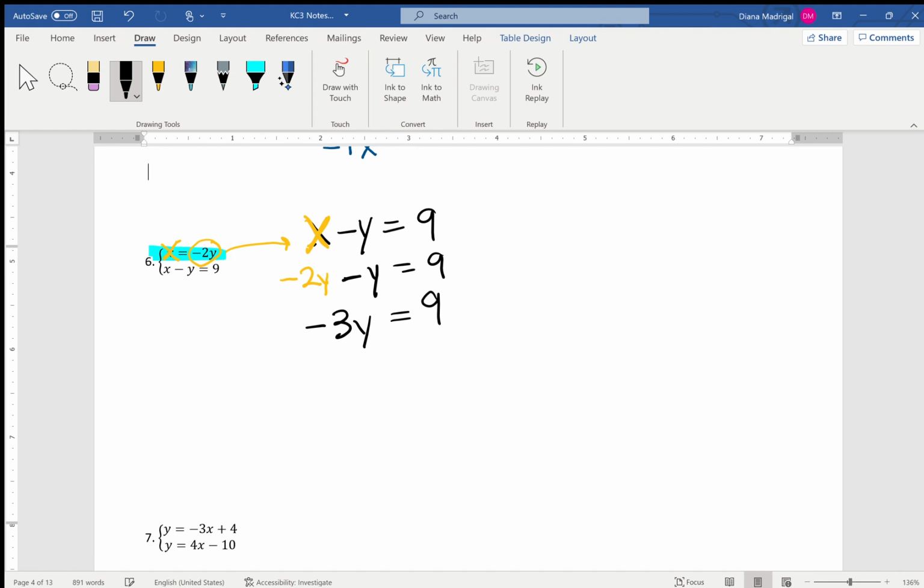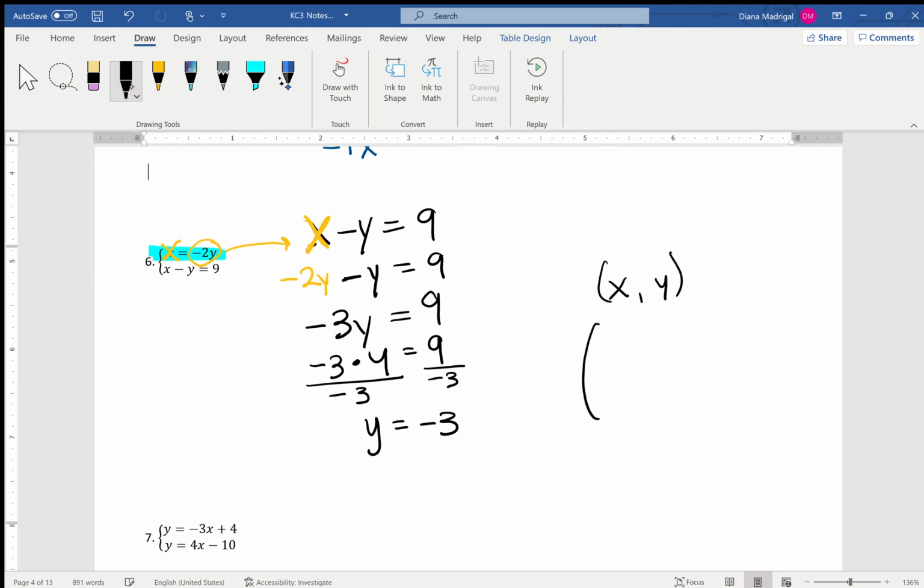Well, for this one, I just need y by itself. And don't forget, this is saying negative 3 times y. So if I need y by itself, I need to divide by negative 3. Whatever I do to one side, you're going to do to the other side. So y equals negative 3. Okay? Don't forget, we are not done. My coordinate point has to be my answer.